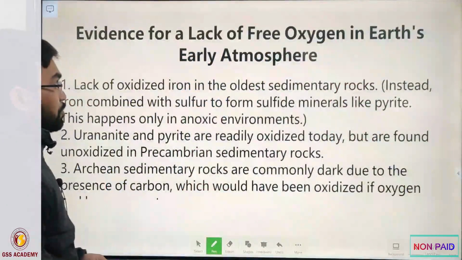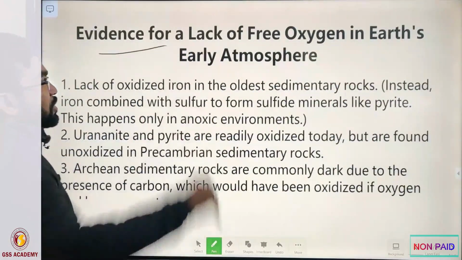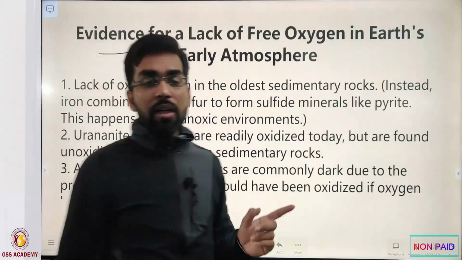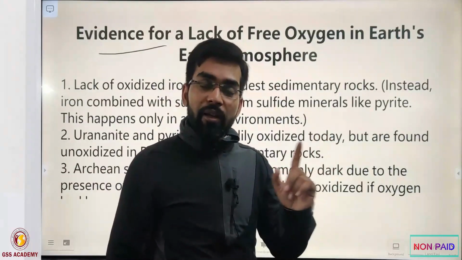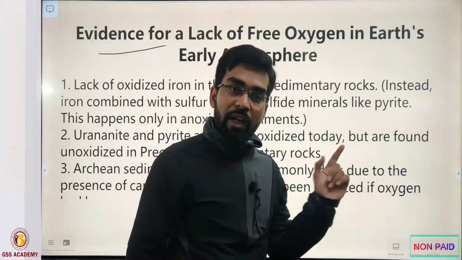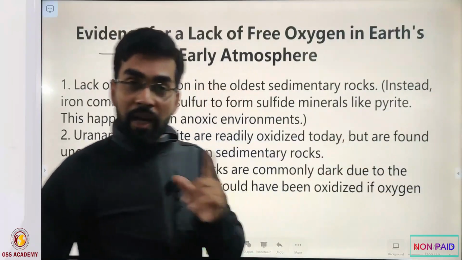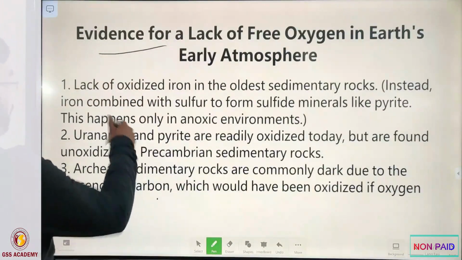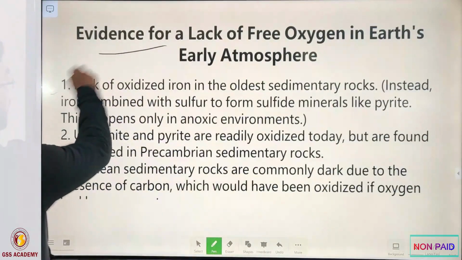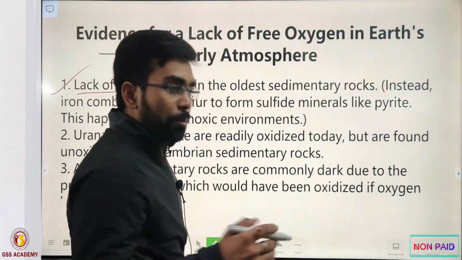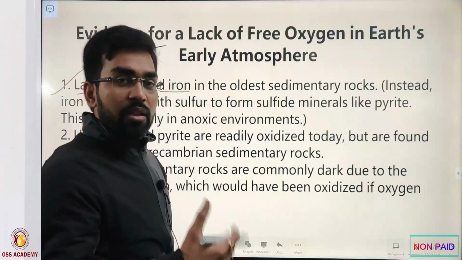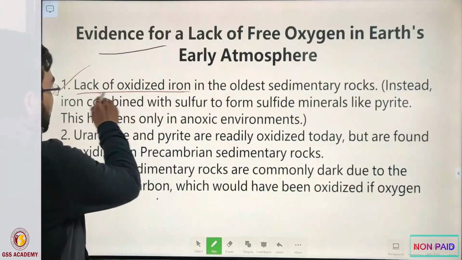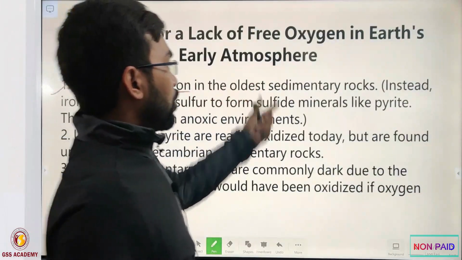So let us see, first of all, evidence for a lack of free oxygen in Earth's early atmosphere. As I told you earlier, there was no oxygen when life first appeared on the Earth's surface. There was no oxygen, and a few pieces of evidence say so. The first one is the lack of oxidized iron, because oxidation takes place in the presence of oxygen, but at that time there was no oxygen, so there is a lack of oxidized iron in the old sedimentary rocks.